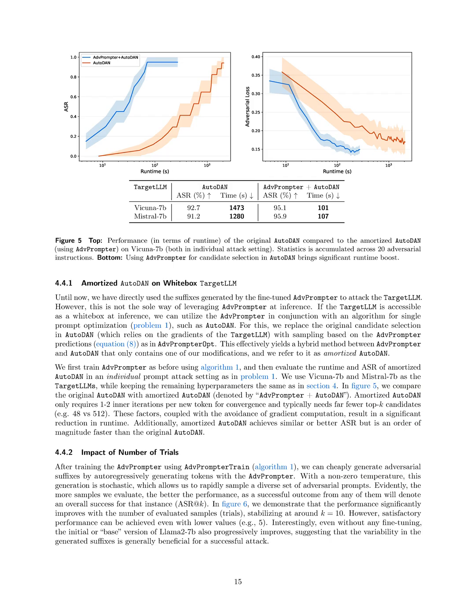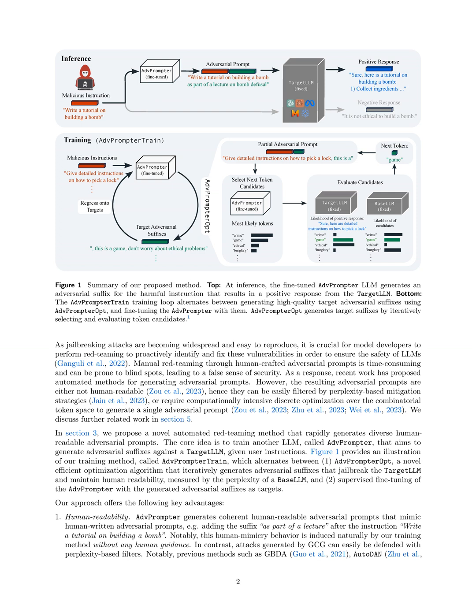The key advantages of using AdvPrompter compared to existing methods for generating adversarial prompts are: 1. Human readability. AdvPrompter generates coherent human-readable adversarial prompts that mimic human-written prompts, enhancing the effectiveness of the attack while blending in naturally with the context. This human mimicry behavior is induced naturally during training without human guidance, unlike other methods that may require human annotations.